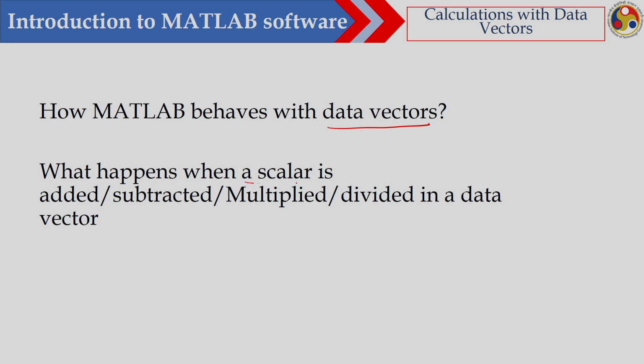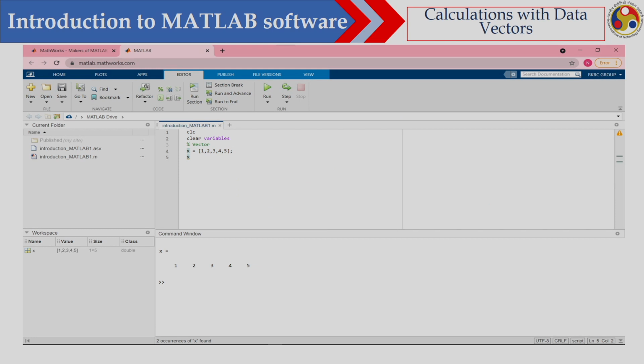What happens when a scalar is added, subtracted, multiplied, or divided in a data vector? We have already learned this in R, so let us see how we can do this calculation in MATLAB. Let us define a vector here. A vector is defined using this bracket. Here x is a vector and its value is 1, 2, 3, 4, 5.